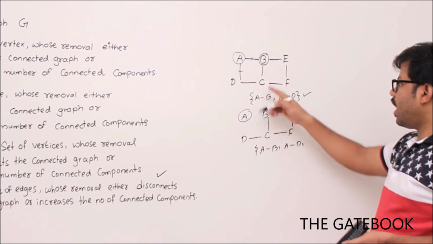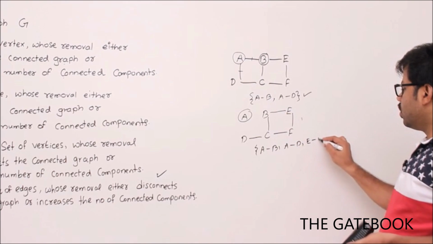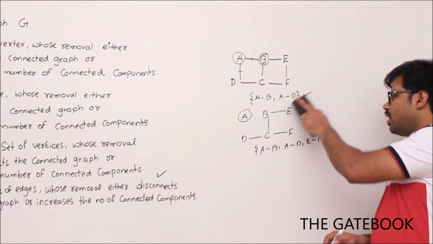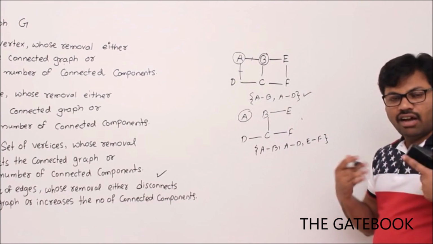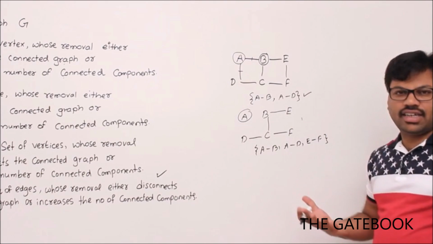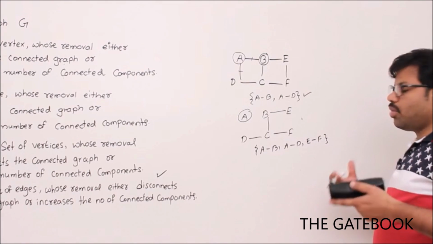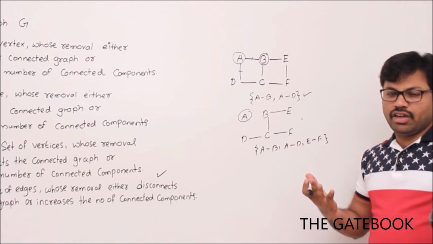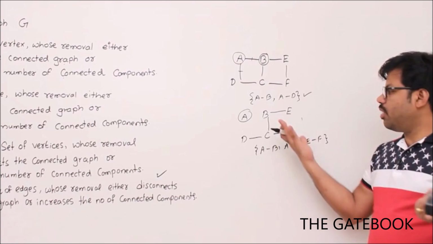What happens if I add one more thing like EF? Already your graph is disconnected. If you remove one more edge like EF, then the graph will be more disconnected, correct or not? So that's why the number of connected components will probably either increase by some more, or otherwise remain the same.